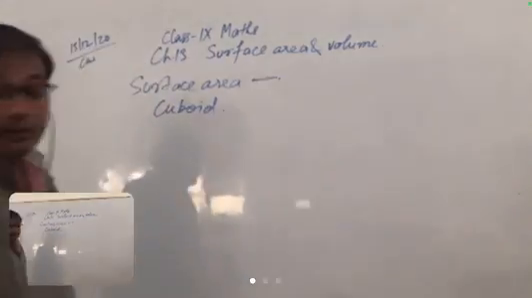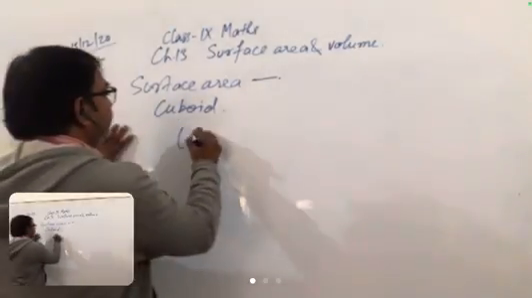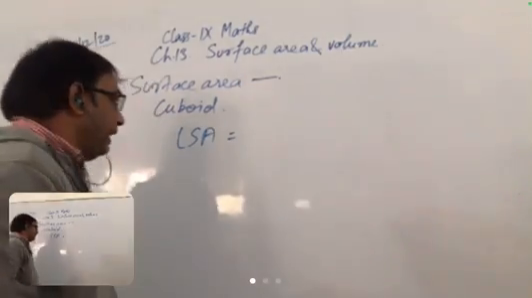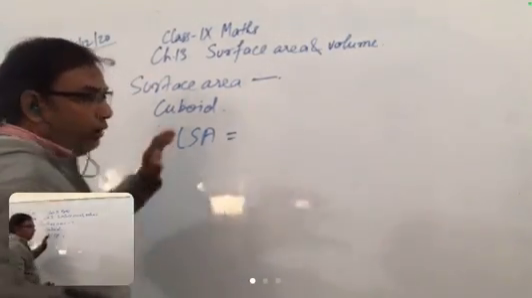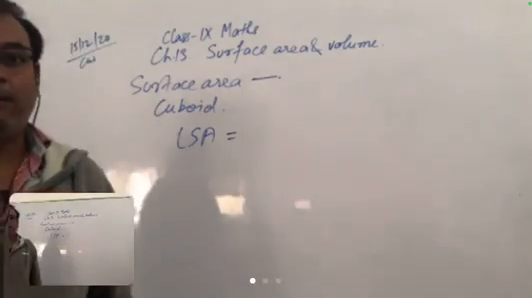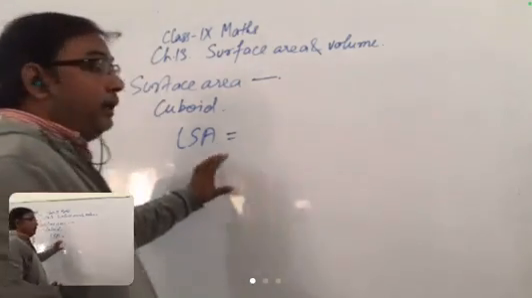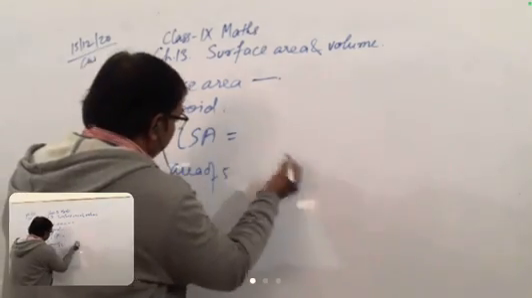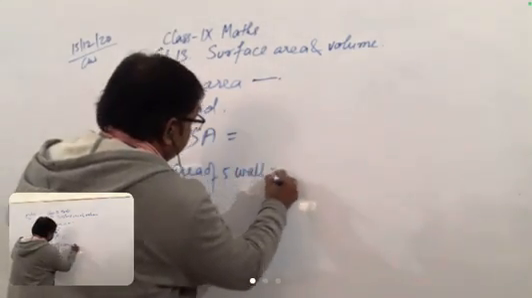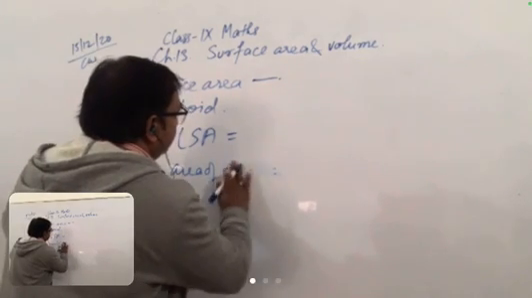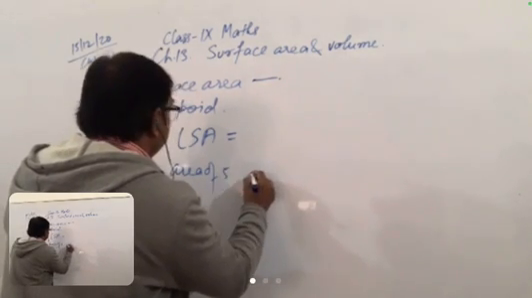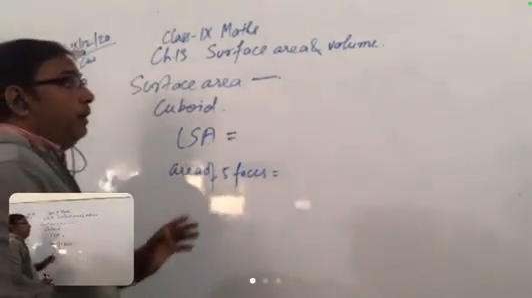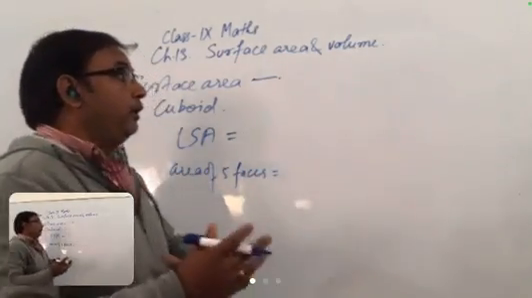Now there are three formulas. One is the LSA. What is the formula for LSA, Saloni? What did you tell me just now? LSA, not total surface area. Sir, I am Madhvi. Okay, tell me, no problem. Sir, 2 into (length plus breadth) into height.